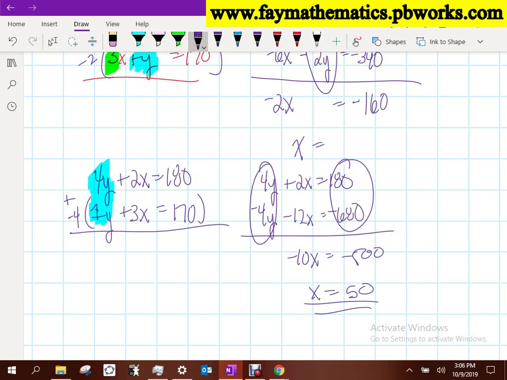And then to find y is just like the other one when we did substitution. You go find an equation that has y in it, substitute x to be 50, and evaluate for y, solve for y.